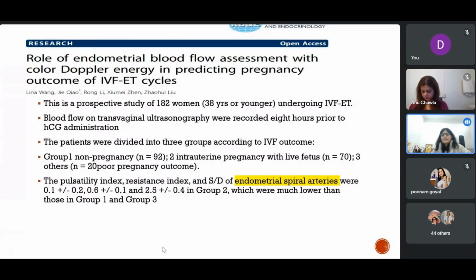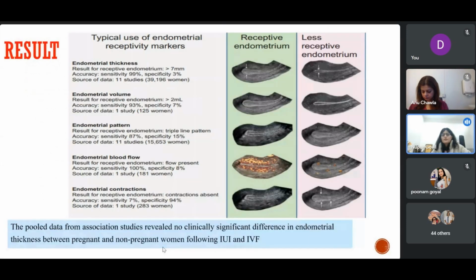And they found that in patients who conceived, their PI, RI, and SD ratio were much lower compared to the group of patients who didn't conceive following a fresh IVF ET cycle. So this was the data, and they found, although there has been an association, there was no clinically significant difference in endometrial thickness. So it cannot be used as a definite marker, it cannot be used as a gold standard. But more studies are required.